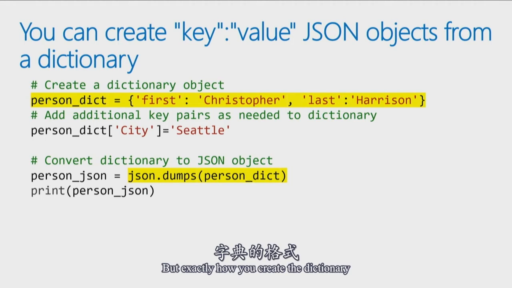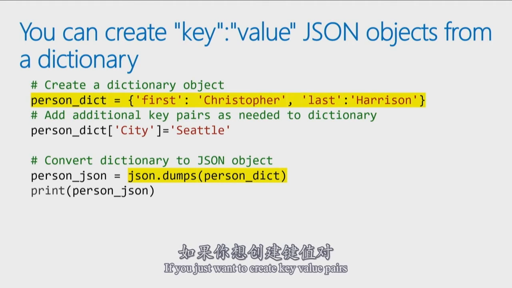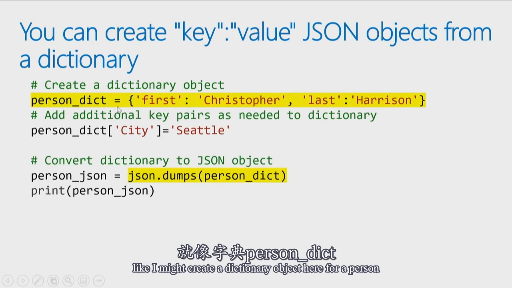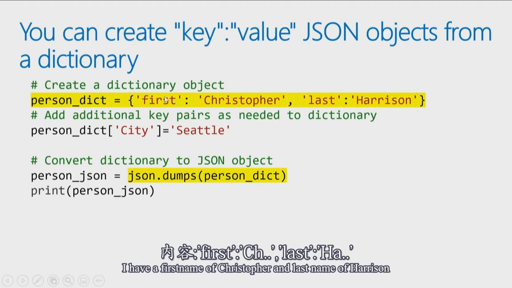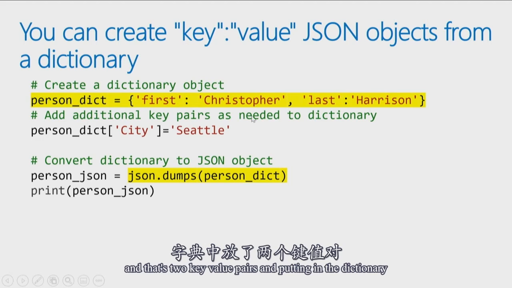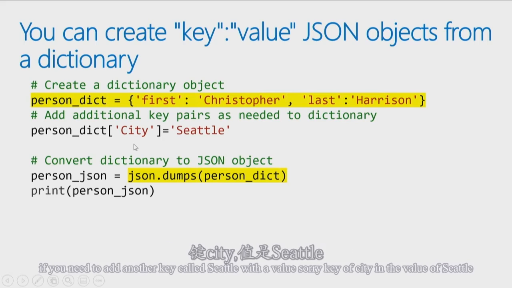But exactly how you create the dictionary depends on which of those three structures you want to create. If you just want to create key-value pairs, I might create a dictionary object here for a person. We saw this when Christopher covered dictionaries and collections. I have a first name of Christopher and a last name of Harrison, and those are two key-value pairs I'm putting in the dictionary. Then you can add additional key pairs if you need to. I add another one, with the key city and the value Seattle.